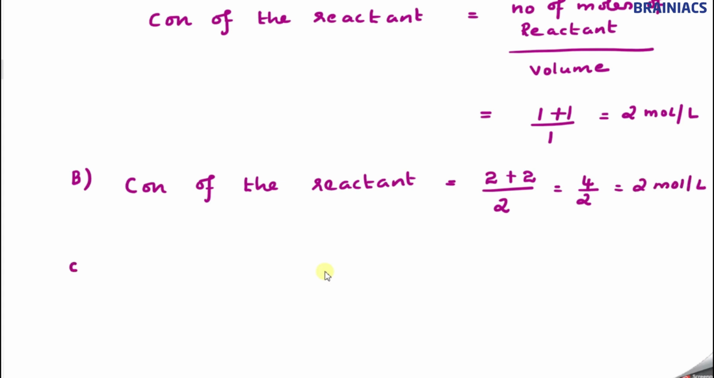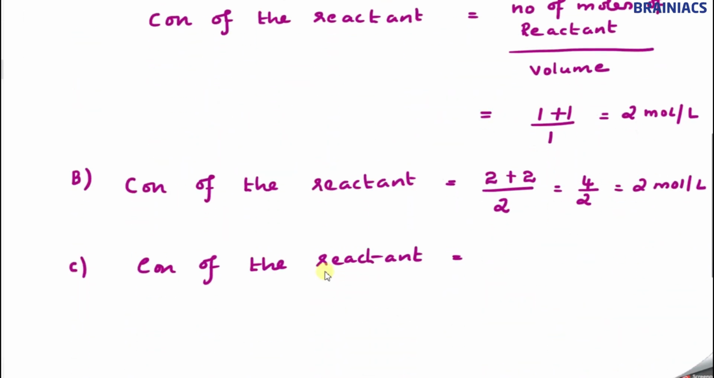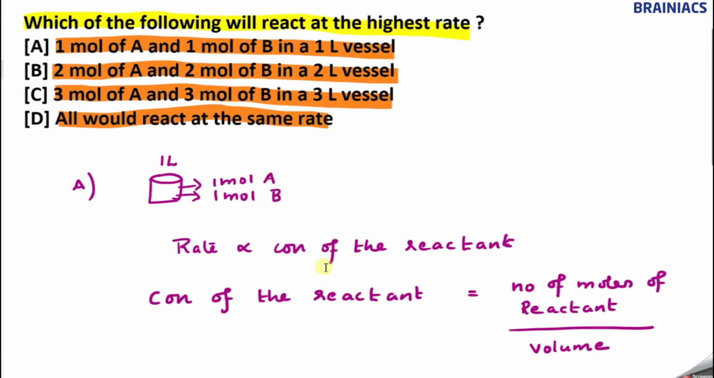Then what about the third case? The concentration of the reactant here is equal to how much? 3 mole of A and 3 mole of B in a 3 liter vessel. So that is 6 by 3, again 2 mole per liter. So rate is proportional to concentration, and in every case the concentration is 2 mole per liter. So all will react at the same rate. So what should be the answer here? All would react at the same rate.